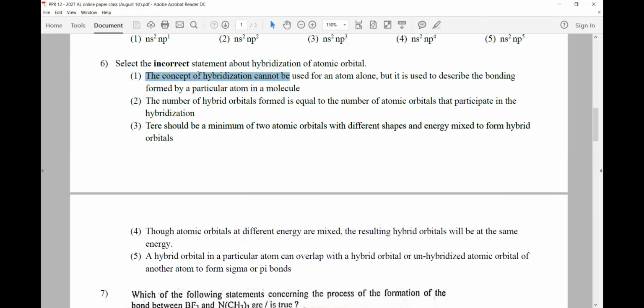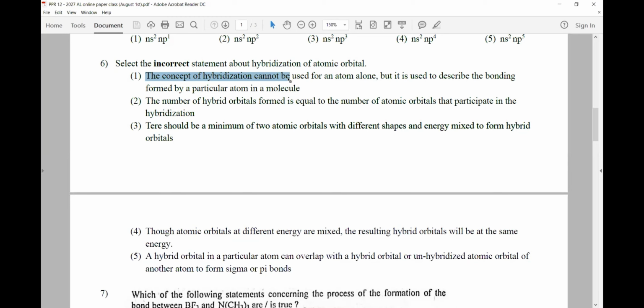But go to the first one and see. The concept of hybridization cannot be used for an atom alone. It is used to describe the bonding in a particular molecule or ion. Yes, that is true. Why? Because when atoms are not making bonds, they need not be hybridized. They can just stay as they are. We only worry about hybridization when we can't explain the electron pair geometry and shape with the available orbitals. That's why we need to hybridize the orbitals.